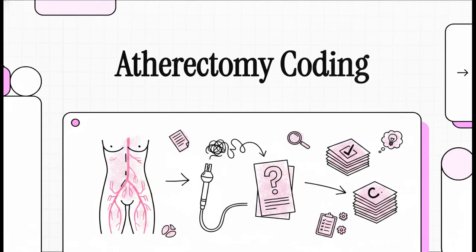Welcome to this explainer. We are handing you the ultimate cheat sheet today to demystify the highly specific and, let's be honest, often frustrating rules around suprainguinal atherectomy coding. Look, if you're a medical coder, a biller, or a healthcare professional, you already know atherectomy is a super common peripheral vascular procedure. But you probably also know that coding it correctly can be a massive headache because the rules literally change depending on which artery is being treated. So today, we're breaking down everything you need to know in plain, step-by-step language.